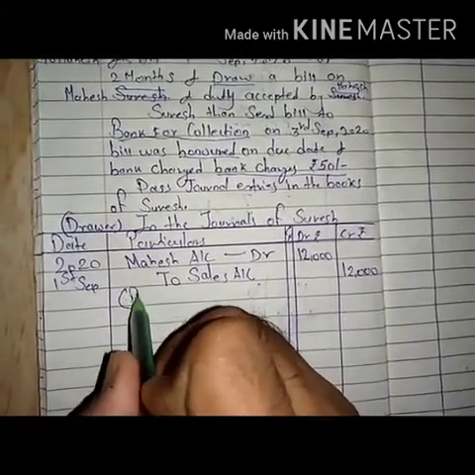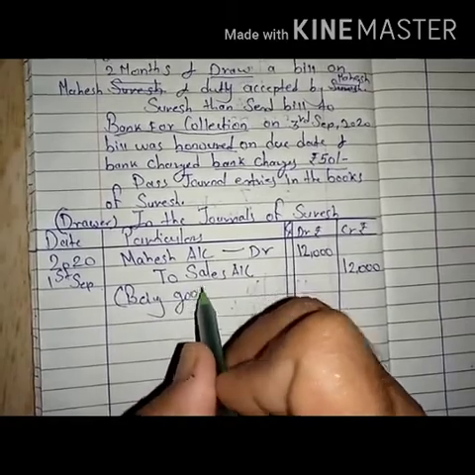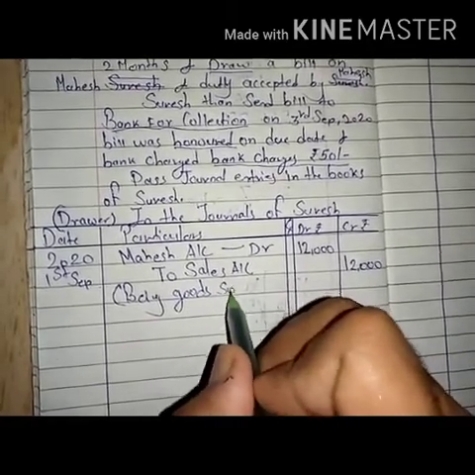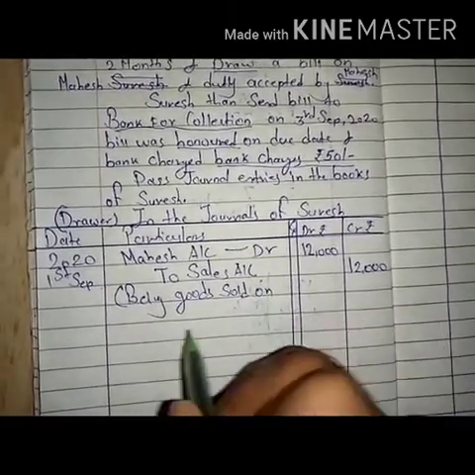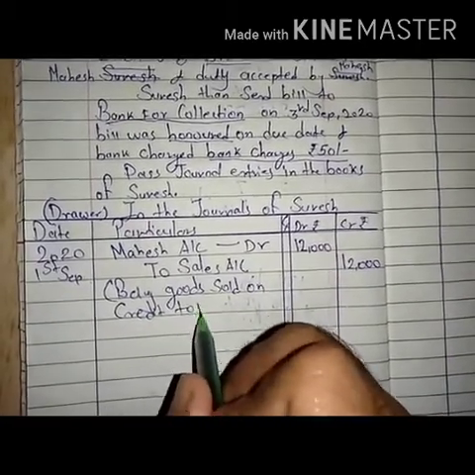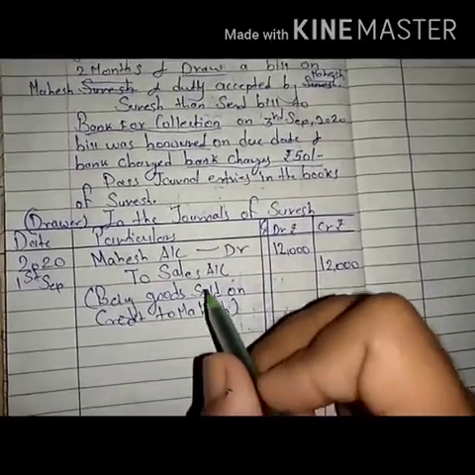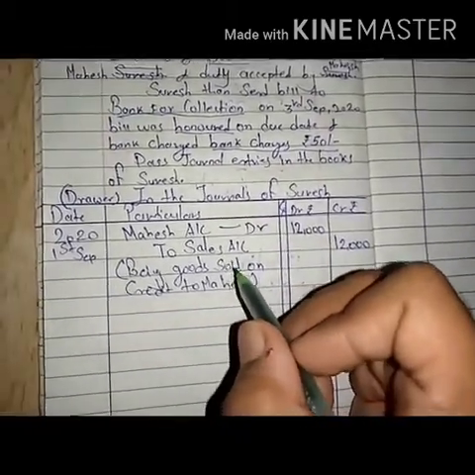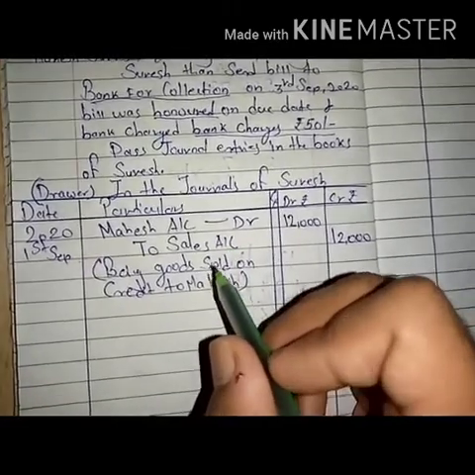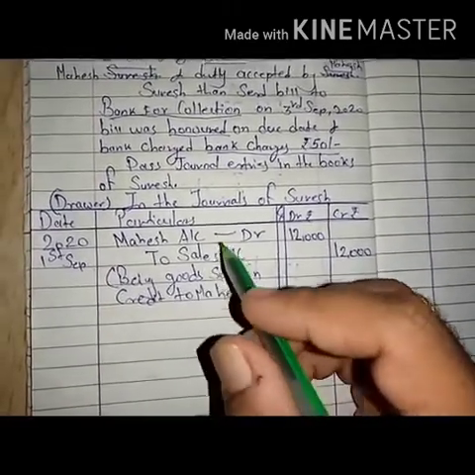Now narration. Being goods sold on credit to Mahesh. Narration is very necessary. It should be there. If narration is not present, then the board can cut half of your marks sometimes.